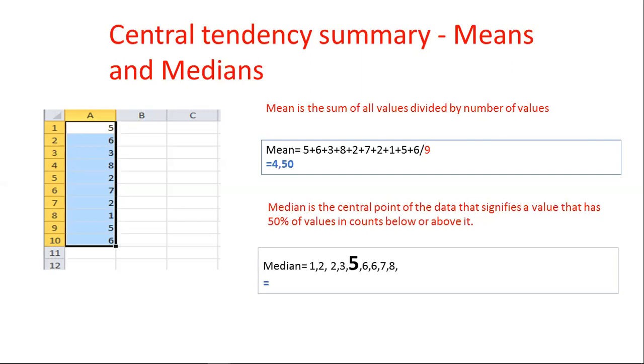Medians, on the other hand, are non-parametric. They don't take into account the intensity of the value, just the fact that it is lower or higher than the central point or the median.